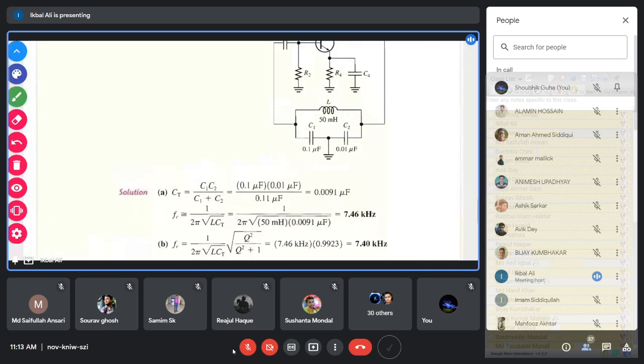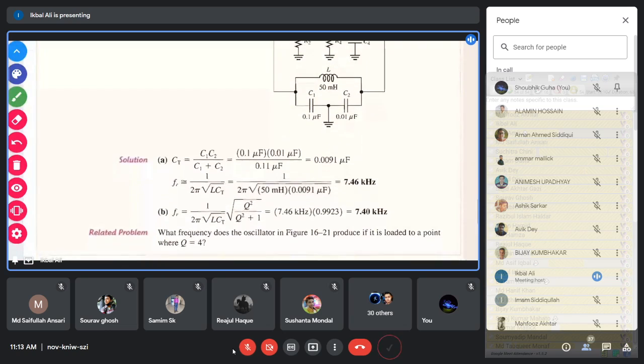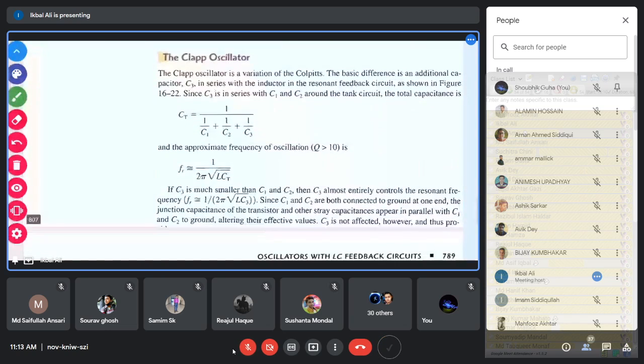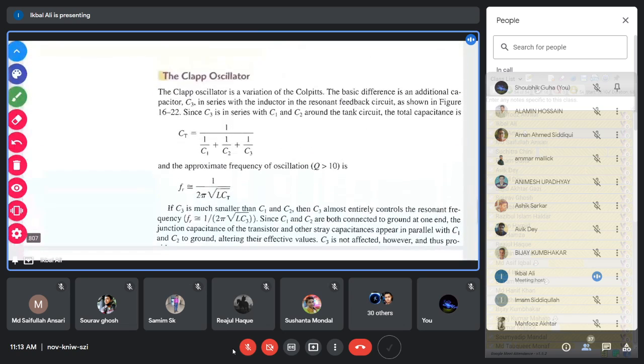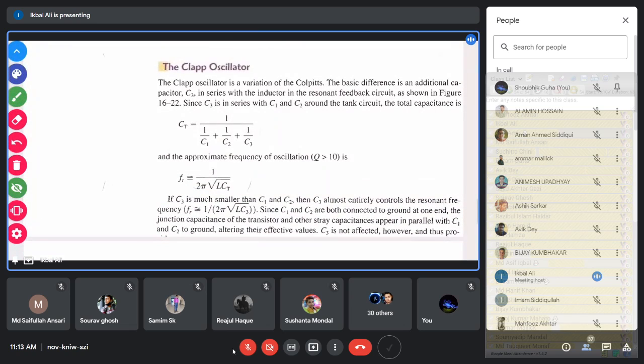So there is an example. You should read this example so that you can have a design concept. Next, our discussion is the Clapp oscillator. The modification of the Colpitts oscillator circuit is the Clapp oscillator circuit.